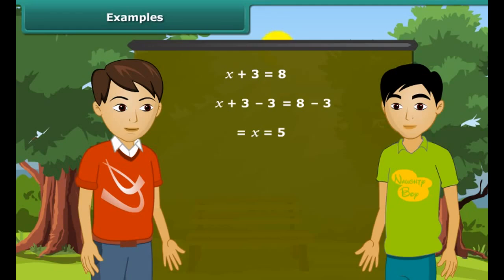Are you sure that this answer is true? We can check this by placing the answer in place of x. If left-hand side is equal to right-hand side, then the answer is correct. We can see that here LHS is equal to RHS. Hence, our answer is correct.